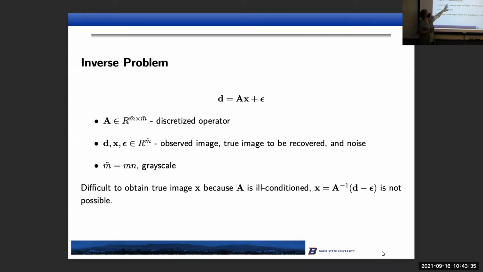I'm going to do a couple more simplifications here. I'm going to take this 2D image and stack it into a 1D vector. So now my observed image and my true image, in addition to my noise, are of dimension, I'm calling it m tilde by 1, where I've combined the 2 dimensions into just 1. I'm assuming it's grayscale. Again, this just simplifies the notation. And then here's my operator that represents the blurring. I guess I just can't say this enough, that we can't do A inverse.